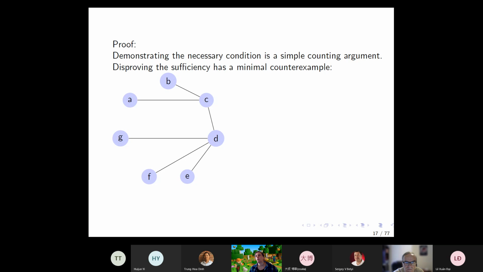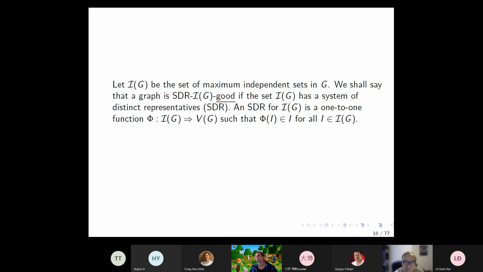No, there is no maximum matching that's going to use the CD edge. Right? There's no maximum matching that's going to use the CD edge. So bridge is bad. It turns out that's the only problem that we can identify. So let's flip it around.